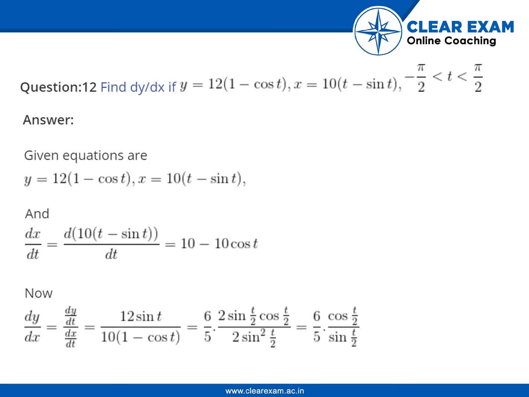upon 10 into (1 minus cos t), which is equal to 6 by 5 into 2 sin t by 2 cos t by 2 upon 2 sin square t by 2, which is equal to 6 by 5 cos t by 2 upon sin t by 2.